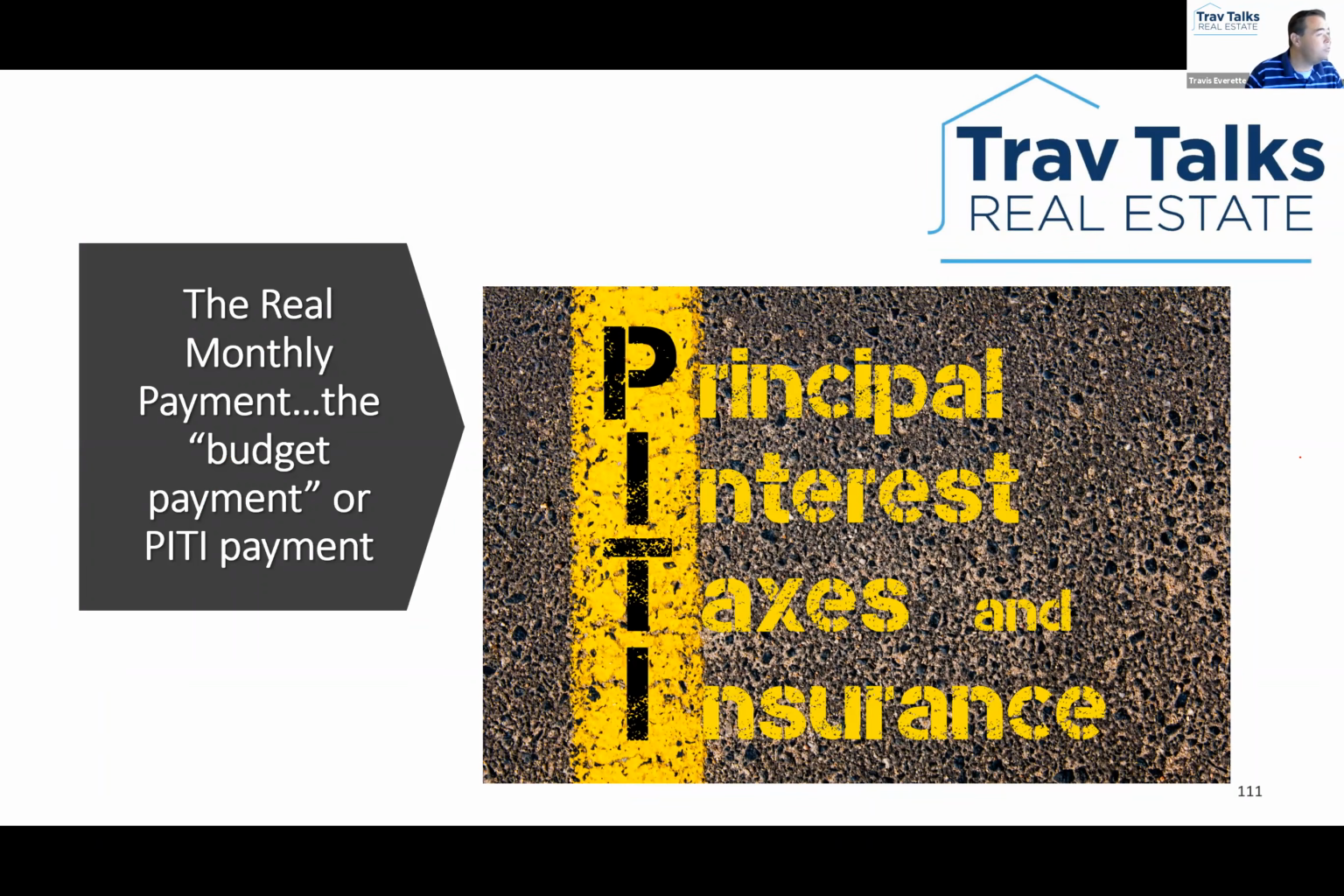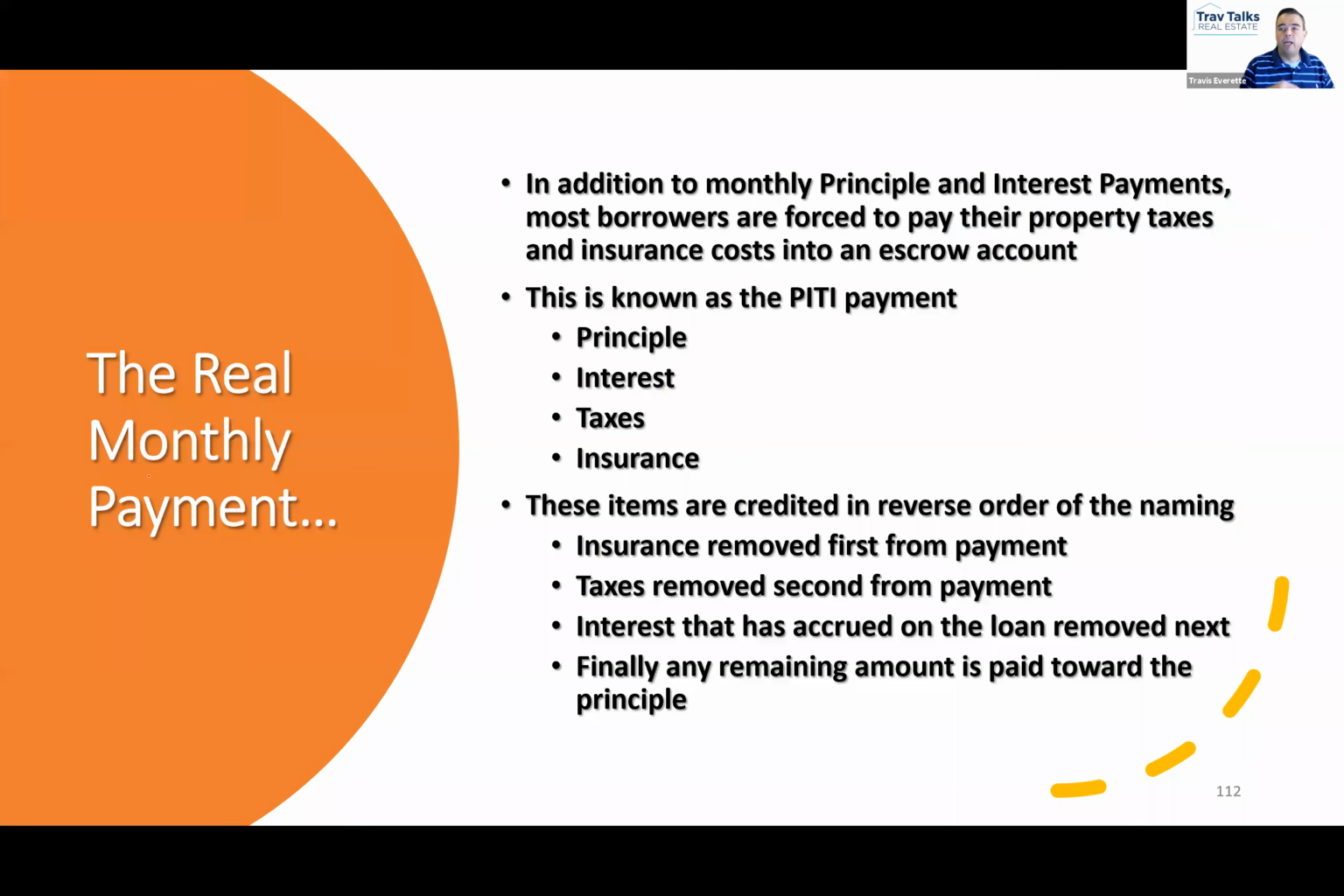Okay. So we need to talk about something called a budget payment. Up to this point, we've only talked about the PI payment. We have not talked about the real payment in full, which is the PITI payment, which on the test they will refer to potentially as a budget payment. The P and the I stay the same, principal and interest, but it is very common for lenders to want us to escrow in additional expenses, property taxes, insurance.